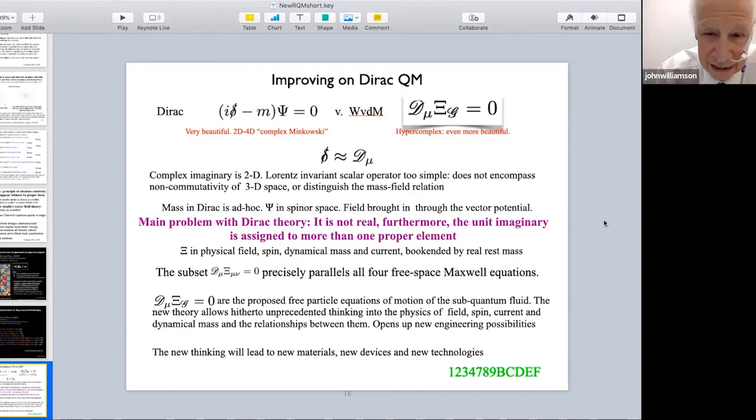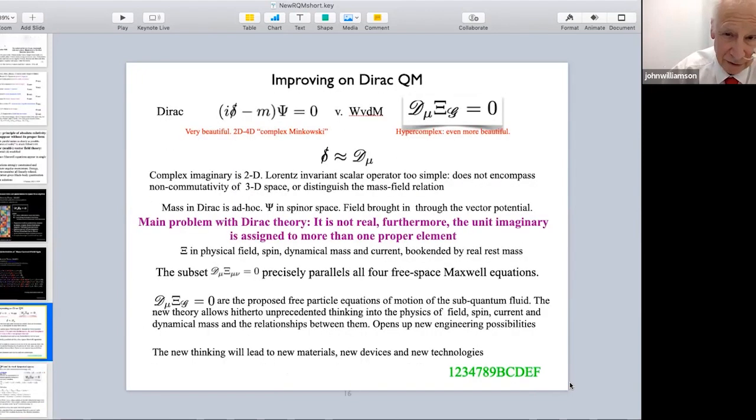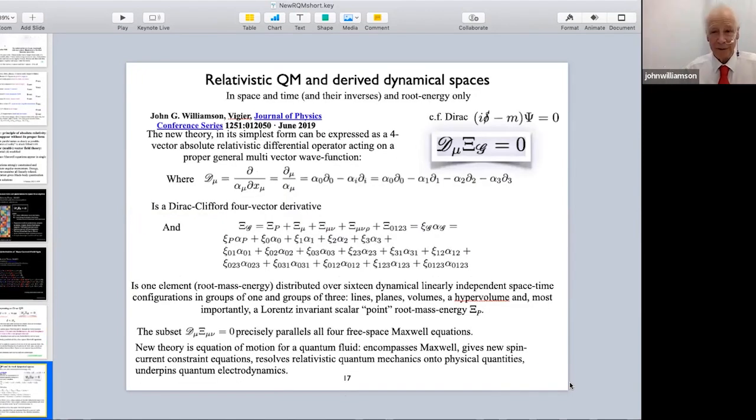Okay, so that's the base theory. Now, I've put down here in green, 1, 2, 3, 4, 7, 8, 9, B, C, D, E, F. That is, I'm claiming that this theory can do all of those things. But let me develop the theory further. That's the first thing to do. So let's actually develop the theory and write down what the theory is properly.